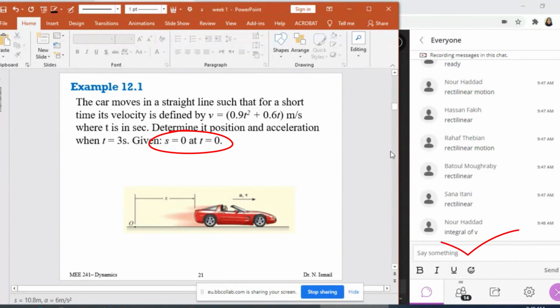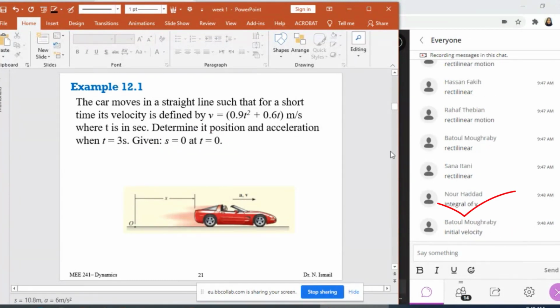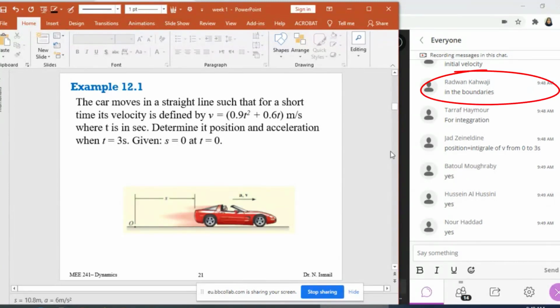Noor, integration of v. Yes, initial velocity. No, it's not the initial velocity, Batul. It is the initial position, because s = 0 when t = 0. In the boundaries, correct, Radwan. Yes, you're right. Jad is saying that I can integrate v from 0 to 3 seconds. Jad, we're going to talk about this later on. But what matters now is the answer of Radwan. Yes, Radwan, you're right. This is the boundary condition, because without the boundary condition, I cannot solve this problem.